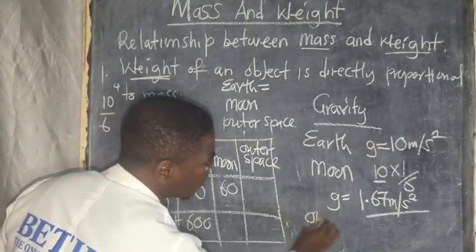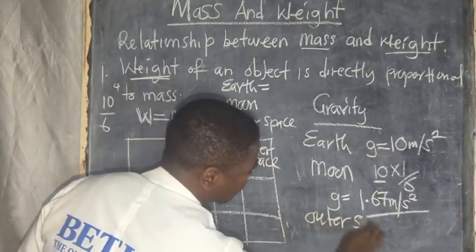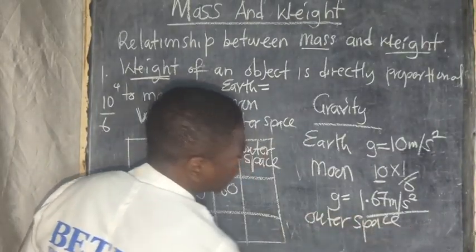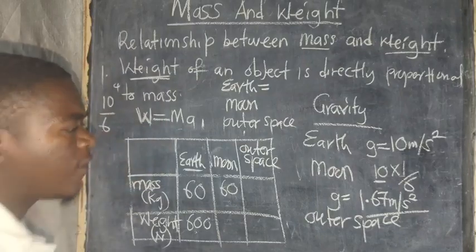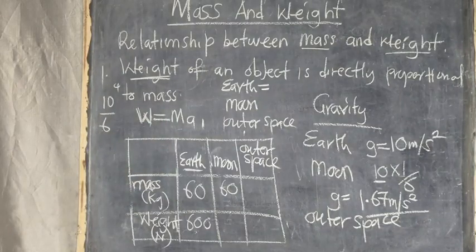Then there is also the outer space. In the outer space, there is no gravity. This is what you need to understand. These are some of the things that you are supposed to know. So I can see answers here.